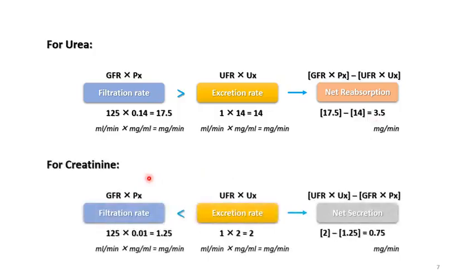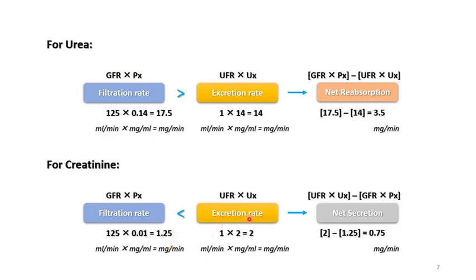But for creatinine, finding the filtration rate: plasma concentration is 0.01 milligram per milliliter or 1 milligram per deciliter. But we have converted it to milligram per milliliter to be easily considered with milliliter per minute, in which we express GFR. So it is 1.25 milligram per minute, the filtration rate of creatinine.